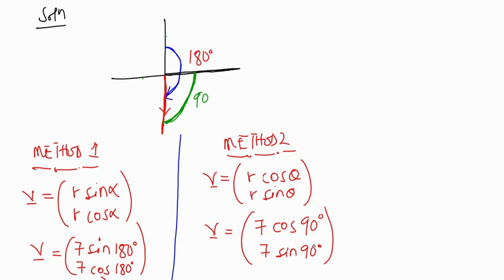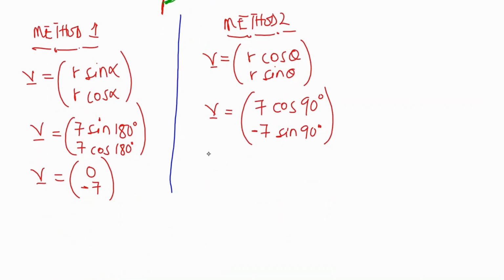So this is what I'm talking about. Now we have to consider the quadrant in which the vector lies. So we have first quadrant, second quadrant, third quadrant, fourth quadrant. In the fourth quadrant, we know that sine is negative, which means we negate sine here. So you have negative 7 sine 90.